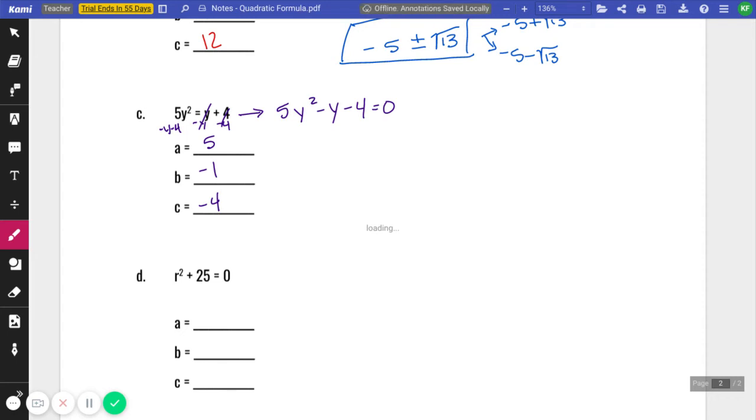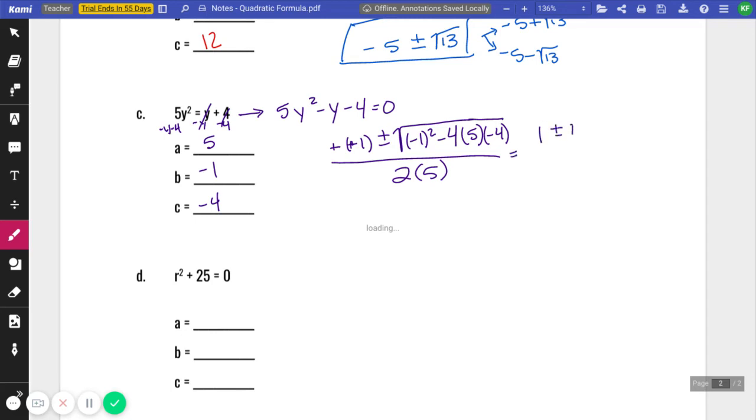So negative b would be -1. I'm going to go ahead and change that to plus because we don't want a negative. And then we've got the square root of b squared. So -1 squared minus 4 times a, which is 5, times c, which is -4, and it's all over 2a, so 2 times 5. So we start to simplify. We've got 1 plus or minus the square root.